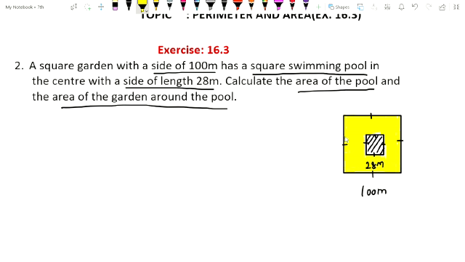Okay, children. So here the square garden is given. The side of the square garden is 100 meter. And in the center we have the swimming pool. The side of the swimming pool is 28 meter. First, we need to find out the area of the pool. So the swimming pool is in the shape of a square. So what is the formula, children? Area of a square, side into side, square unit. Very good, children. Next, we need to find out the area of the garden around the pool. So the yellow color I shared, this area we need to find out.